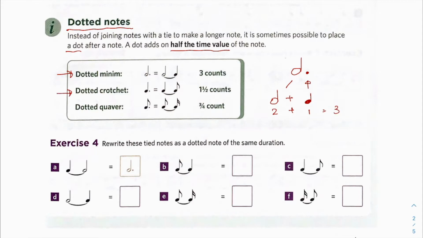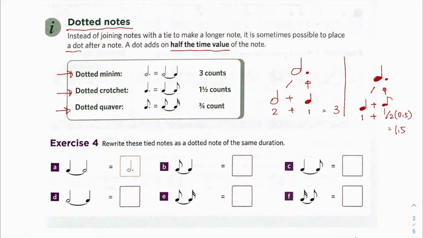Next, dotted crotchet. Okay, let me draw a line here. This is a dotted crotchet, which is just a crotchet with a dot. So the crotchet is worth 1 count. The dot adds half the time value of the note it follows. So half of 1 would be a half, or 0.5, which is a quaver. So a dotted crotchet is the same as a crotchet plus a quaver. So 1 plus 0.5 equals 1.5 counts.